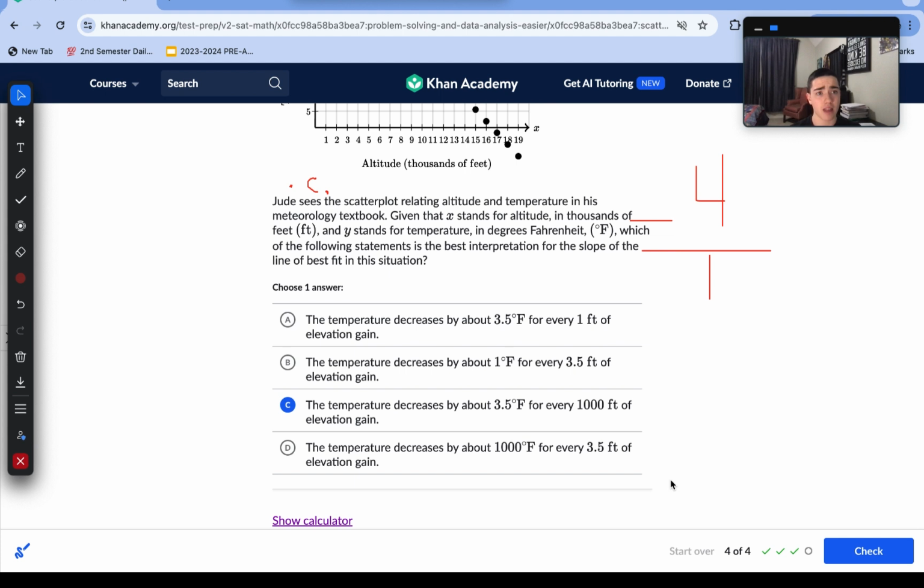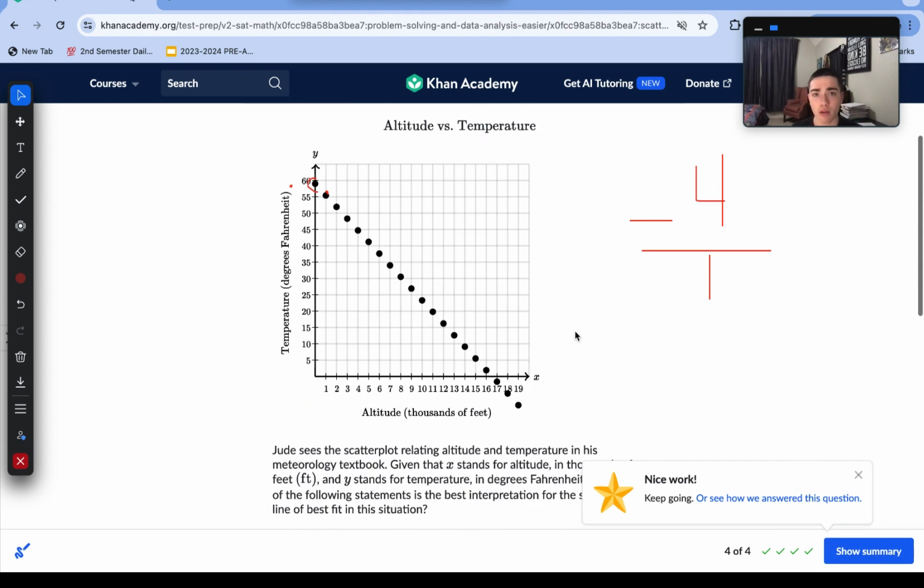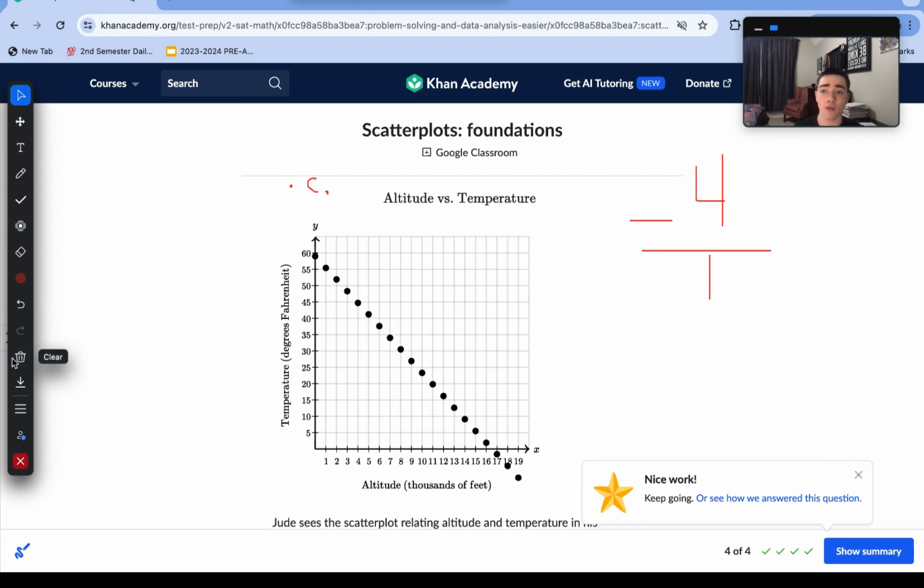And obviously that makes sense. As we increase in height, you may notice it with mountains like Mount Everest, and also in a plane. When you're higher in the air, it's going to be lower in temperature. So this makes sense right here. C is correct. That was all for this foundational difficulty level of scatter plots.